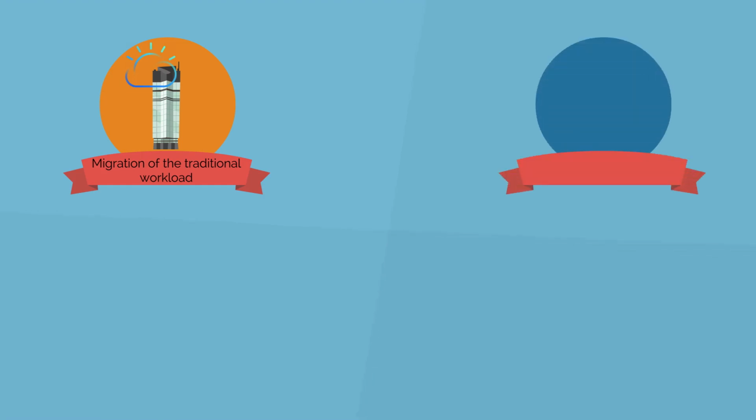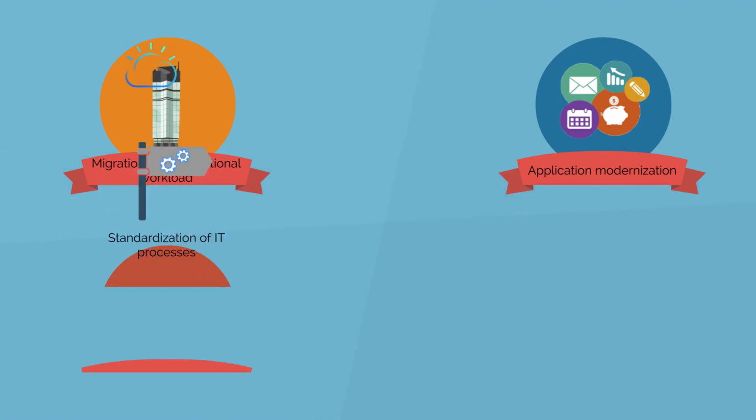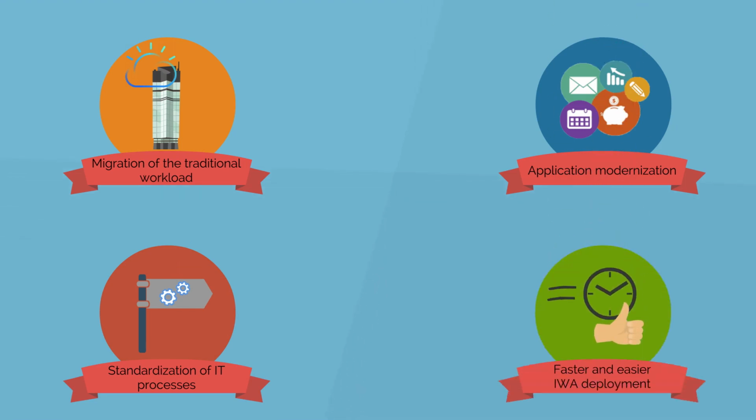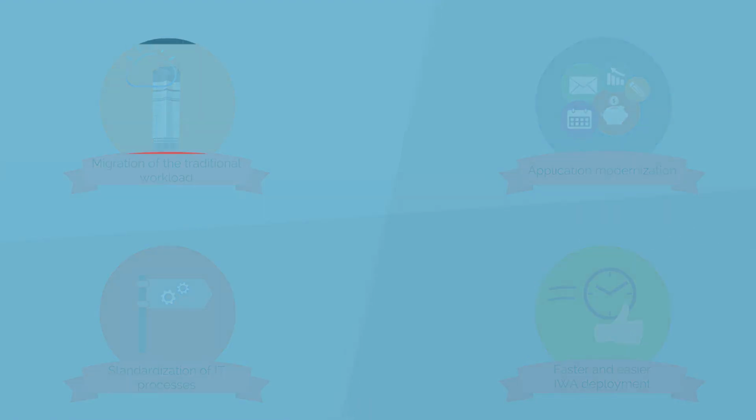IWA in ICP enables the migration of the traditional workload from on-premises to cloud private and allows the management of hybrid workloads from a single point of control. Application modernization, to optimize your infrastructure and deliver new business value. Standardization of IT processes for the applications and the scheduling services they use. Faster and easier IWA deployment, upgrade and rollback. With Docker and Kubernetes, deploying and upgrading IWA takes minutes instead of hours.